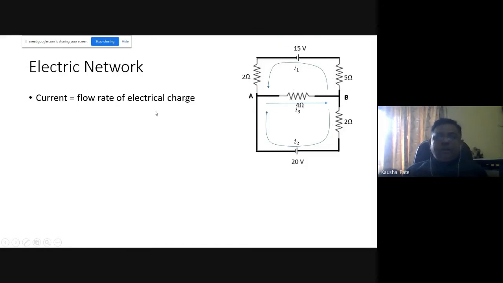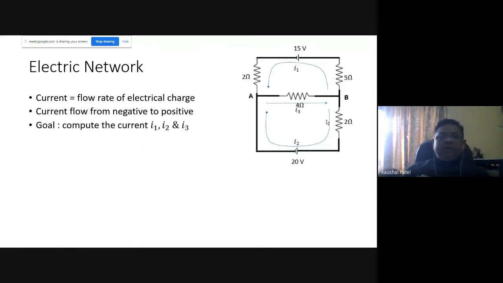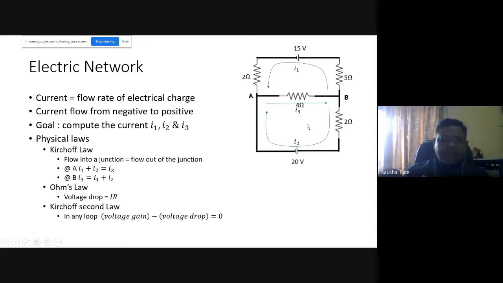So current is nothing but the flow rate of electrical charges. The current flows from negative to positive, which gives it a direction. So the goal is to compute the current I1 in this link, I2 in this link, and I3 in this link.